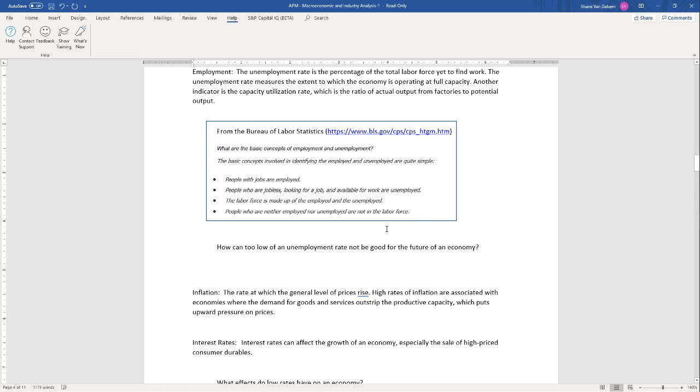They're just not part of the labor force. So the question I have here is, how can too low of an unemployment rate not be good for the future of an economy? Well, it can actually be bad in a couple of different ways. Although we tend to like to see really low unemployment rates, that means everyone has a job. Hopefully they're generating enough income to get by on. But there's some problems with having too low of an unemployment rate.